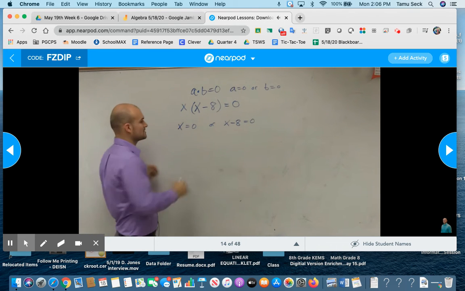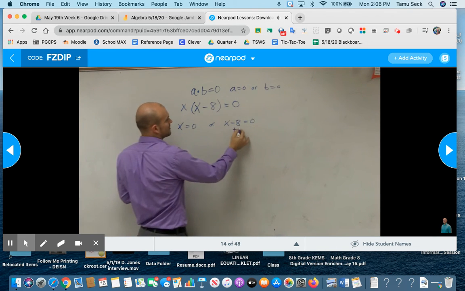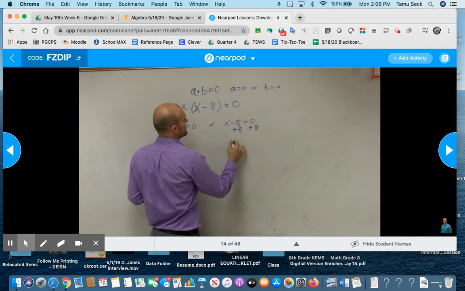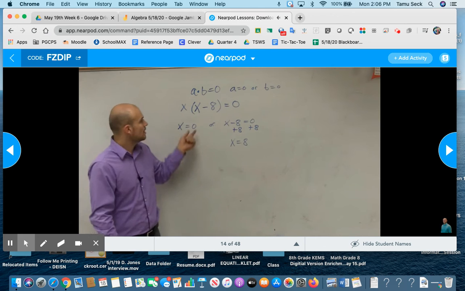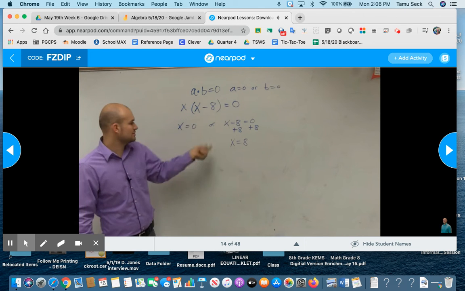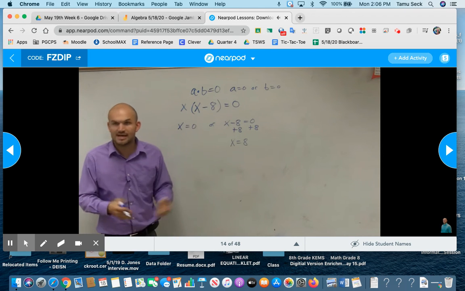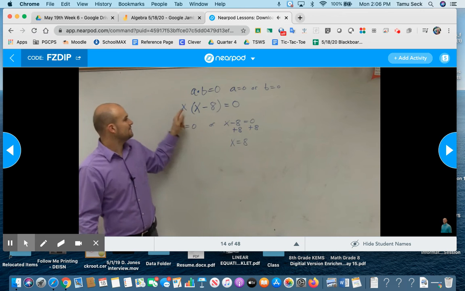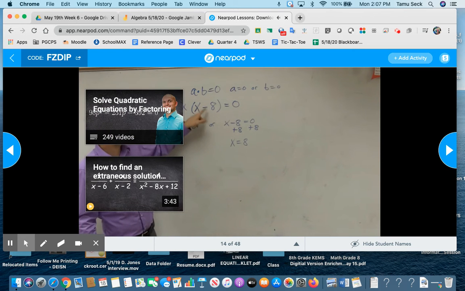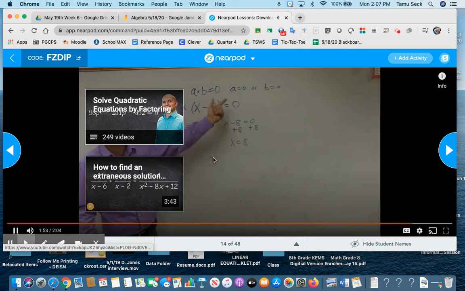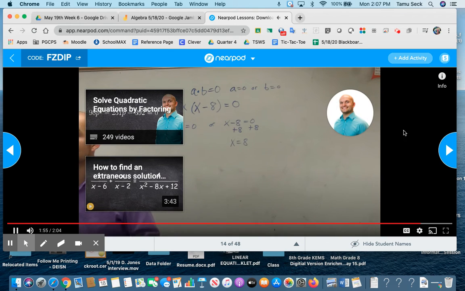Then you solve for x. This one's already solved for x. Add 8 to the other side, x equals 8. So therefore, the solutions that are going to make this true are x equals 0 or x equals 8. Let's plug them in and see if that works. If I plug 0 in for x, 0 times negative 8 gives me 0. If I plug in 8, 8 minus 8 is 0. 0 times 8 is 0. So both of those work.